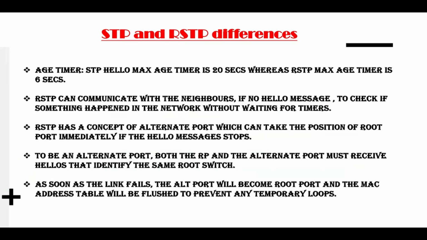RSTP can communicate with the neighbors, if there is no hello message, to check if something happened in the network without waiting for timers. RSTP has a concept of an alternate port which can take the position of the root port immediately if the hello message stops. To be an alternate port, both the RP and the alternate port must receive hellos that identify the same root switch. As soon as the link fails, the alternate port will become the root port and the MAC address table will be flushed to prevent any temporary loops.